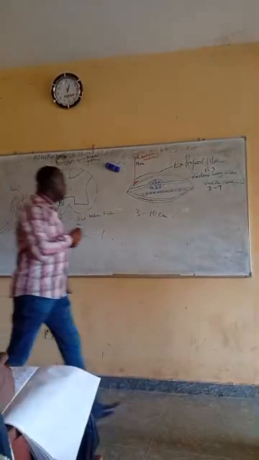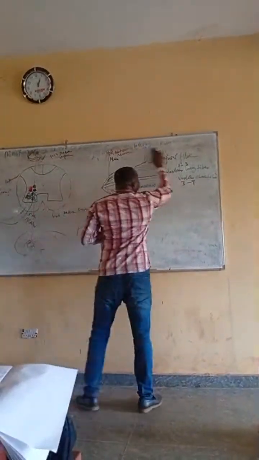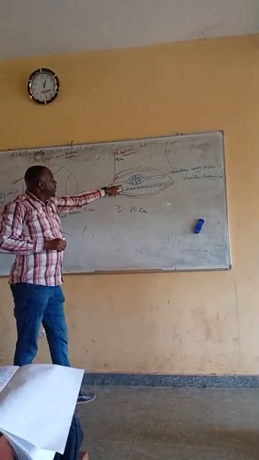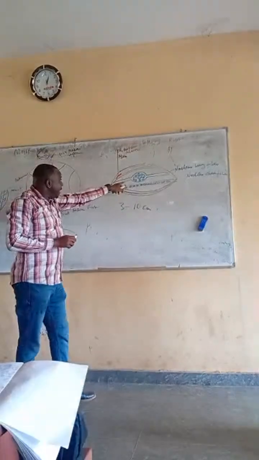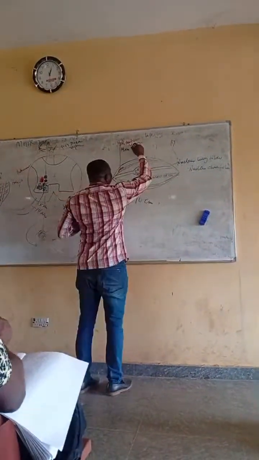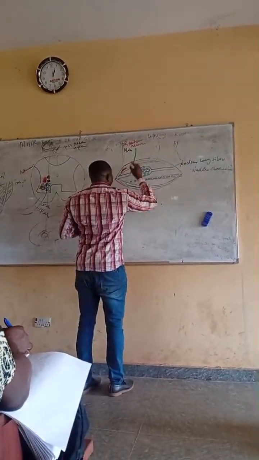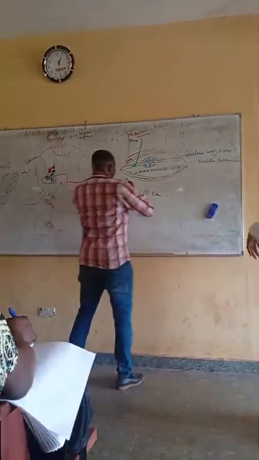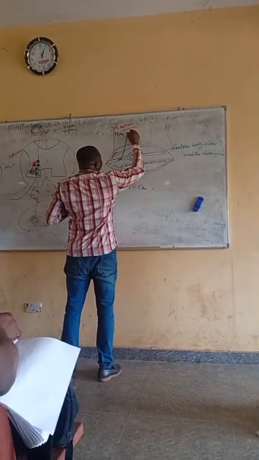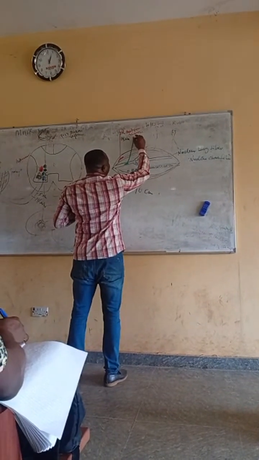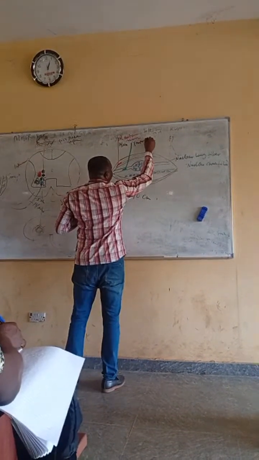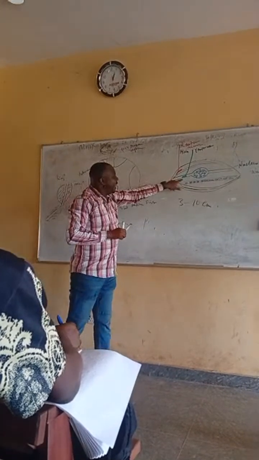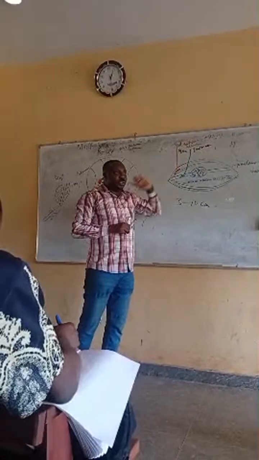Now, the nuclear bag fiber is innervated by the gamma motor neuron. Can you see? The nuclear chain fiber is innervated by what? Gamma motor neuron.